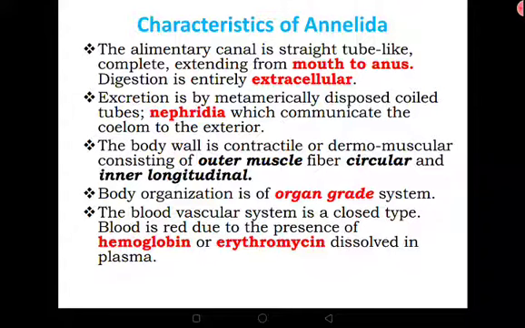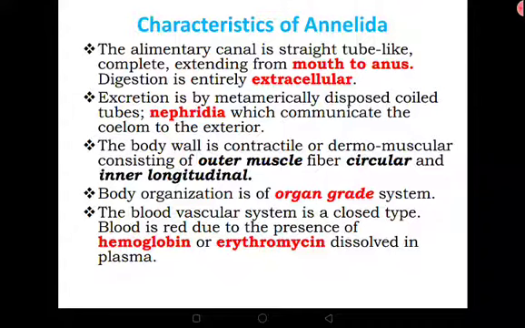Great. These organisms, their body organization is the organ grade, meaning they have the organ system of organization. Unlike, remember, the cnidarians and the sponges, meaning the annelids are much more advanced compared to the cnidarians and the sponges, which use cell level or tissue level organization. The annelids have evolved to have an organ system level of what? Organization. Great.